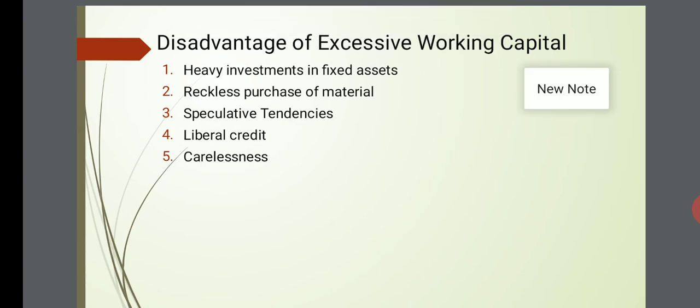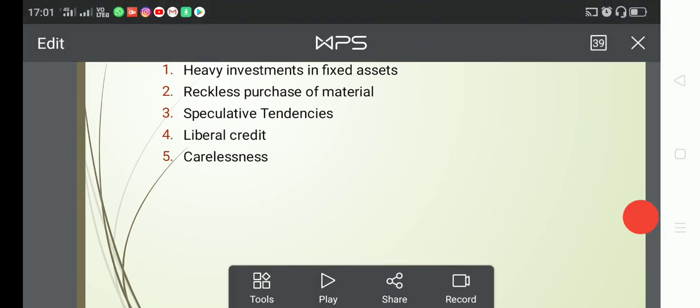Reckless purchase of material: just because you have a lot of money, you keep on purchasing things without giving thought to it. Speculative tendencies: if you have more working capital, you involve yourself in speculative trading, where you try to make quick money in less time.